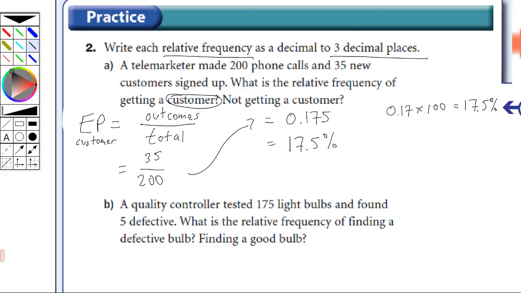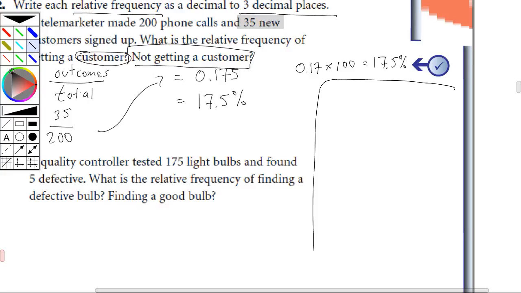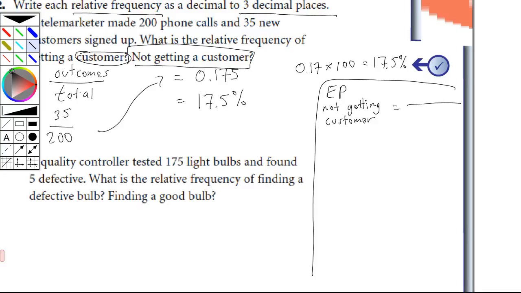What's the experimental probability then of not getting a customer? Well, I'm going to write that over here to the right. So the experimental probability, EP, of not getting a customer. Well, that is the number of outcomes divided by the total. The total stays the same because the total number of calls was 200. In this case, how many people were not customers?